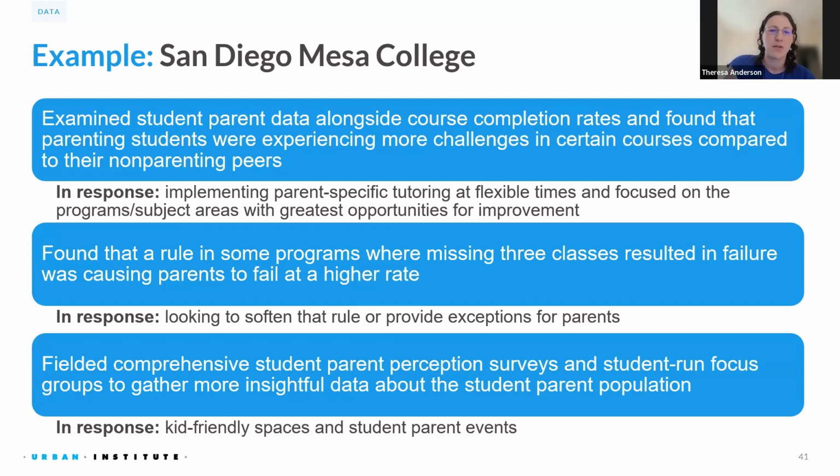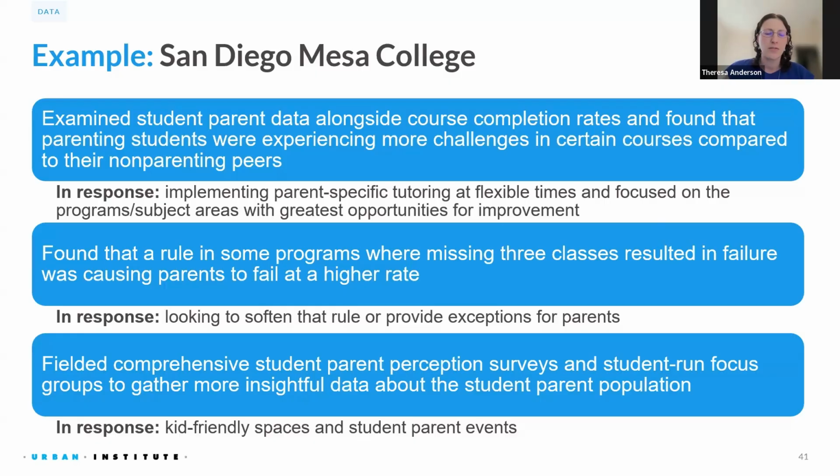So in response, they were able to implement parent-specific tutoring at flexible times that was more attuned to the student parent population. And they also focused on the programs and subject areas where there was the greatest opportunities for improvement as revealed by the data. The second one was that they found that a rule in some programs where missing 3 classes resulted in failure was causing parents to fail at a higher rate. You all might have attendance policies, but they do disproportionately affect parents. So in response, they're looking to soften that rule or provide exceptions for parents.